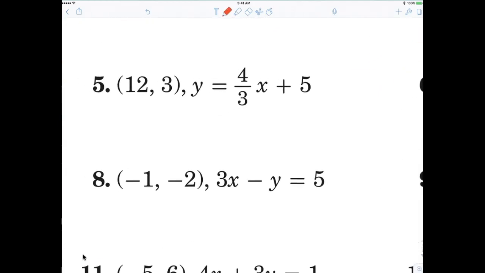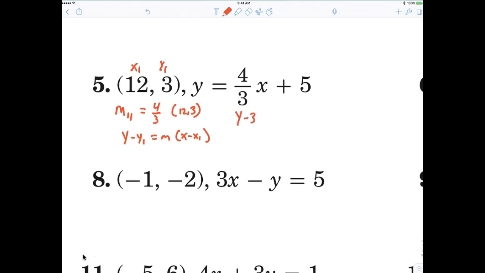Again, I think it's important that you write down the slope of the parallel line would have to be 4/3, and it is passing through the point 12, 3. Let's write the equation y minus y1 equals m times x minus x1. Again, this is x1, this is y1. Now we're just substituting.